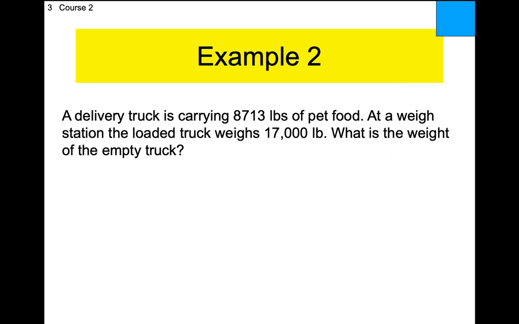Let's do one that you can solve, all of you. So once again, this is box 3. Read while I read out loud. A delivery truck is carrying 8,713 pounds of pet food. That's a lot of pet food.